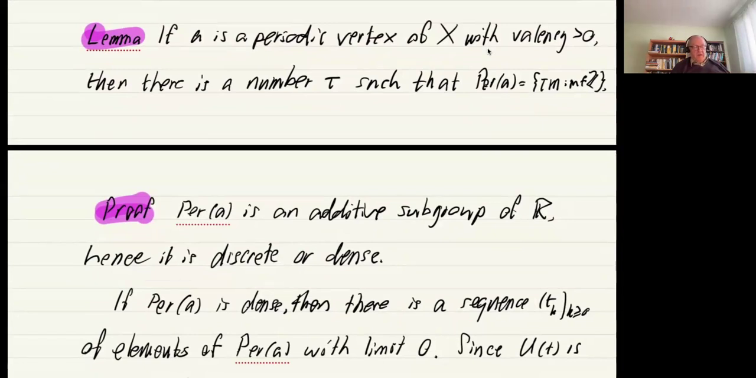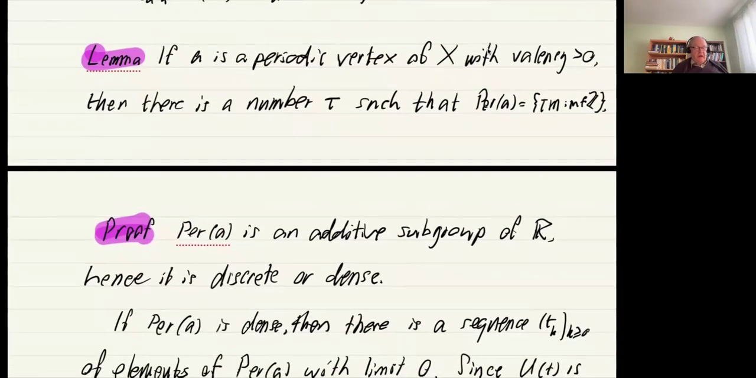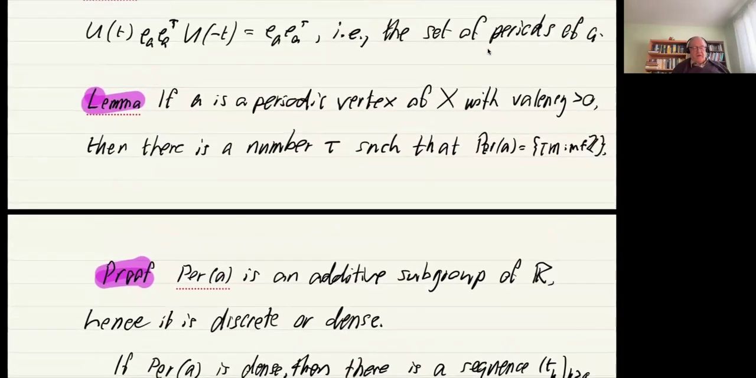So there are 2 possibilities: it's discrete or it's dense. Now, the discrete case is just saying that if it's discrete, then a is periodic, and I'm assuming that's the case. If it's discrete, we get this. Discrete means that there's a scalar delta such that any 2 distinct elements of per(a) differ by at least delta. So periodic is what we want.